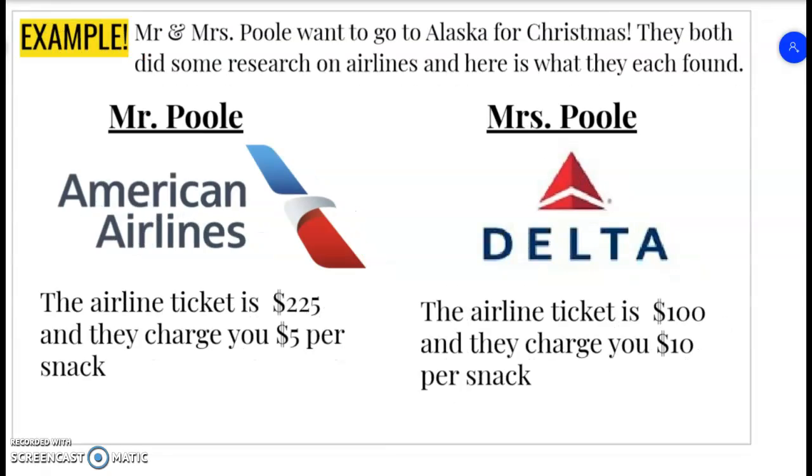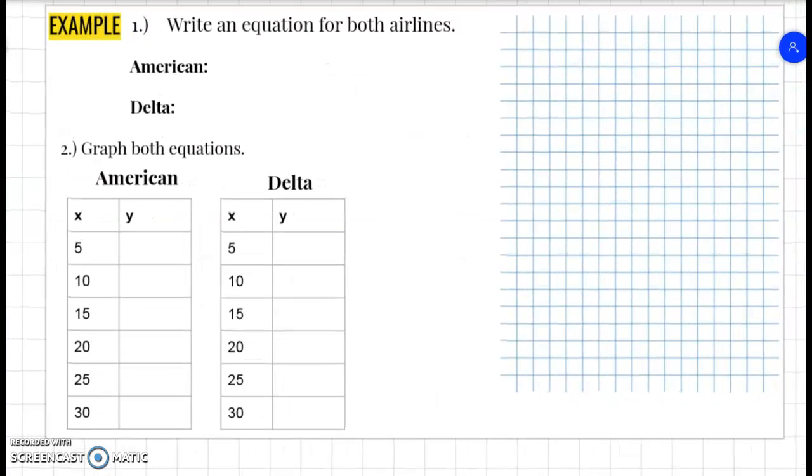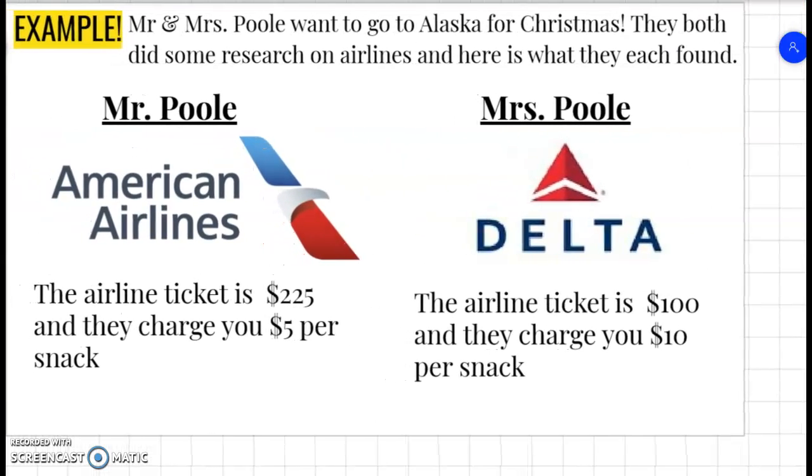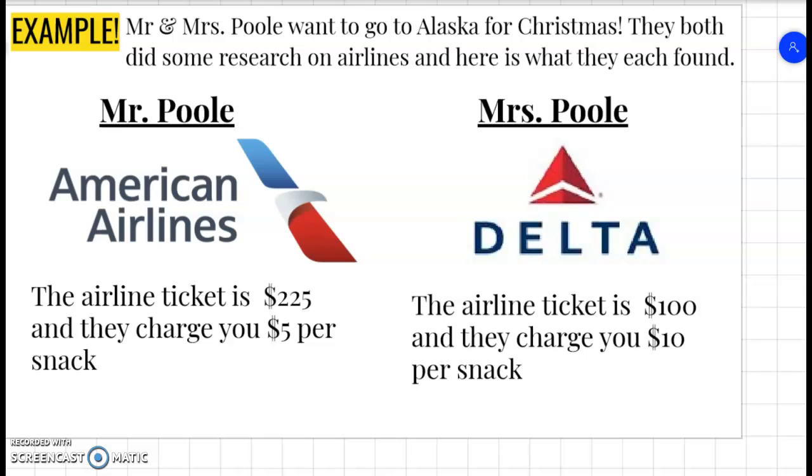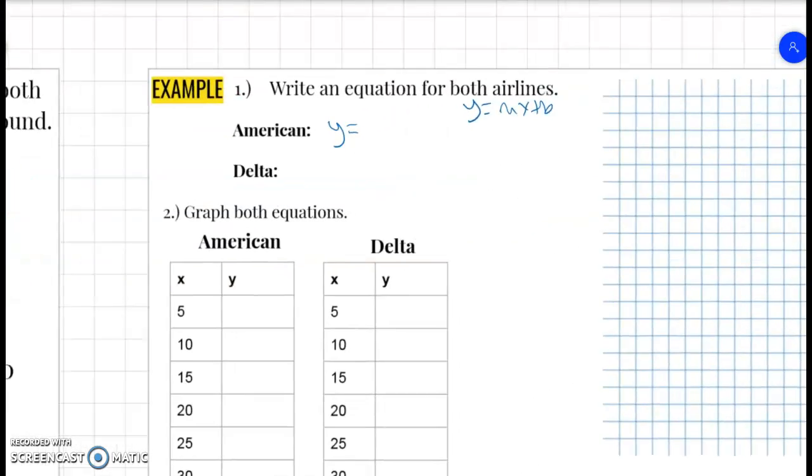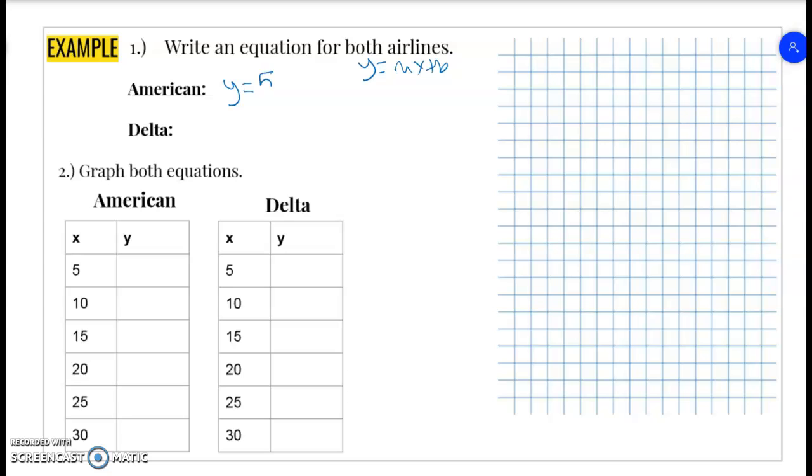So what we're going to do now is, for our example, write an equation for both of the airlines. We need to have an equation before we can graph. We'll use American as blue since their airlines are blue. Why not? Remember, to write an equation, it's y equals mx plus b. I know from the American, the plane ticket is $225 and then $5 per snack. So the $5 is going to be my slope, or my m, and the $225 is going to be my y-intercept, because that's how much it costs once to buy a ticket.